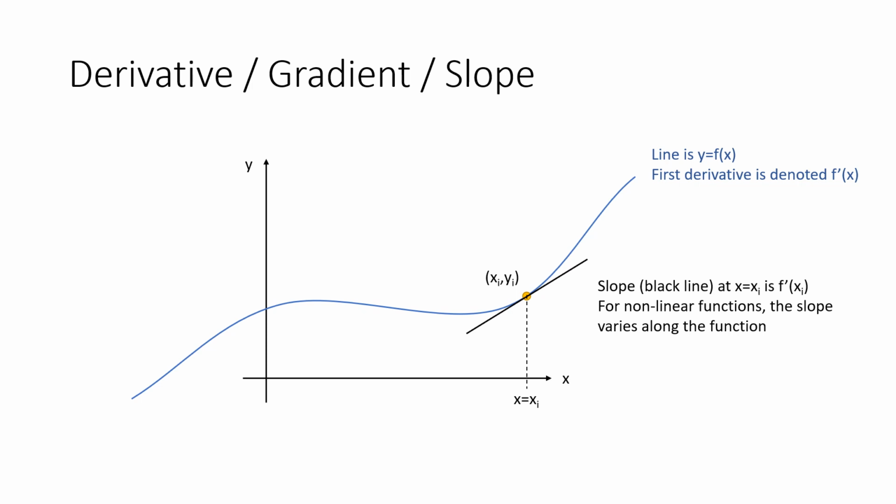Now consider a nonlinear function. The slope of the function at a point xi, yi is a line tangential to the function at that point. In this image, the black line represents the tangent and therefore the slope of the function at the point xi, yi. The slope will change along the function.